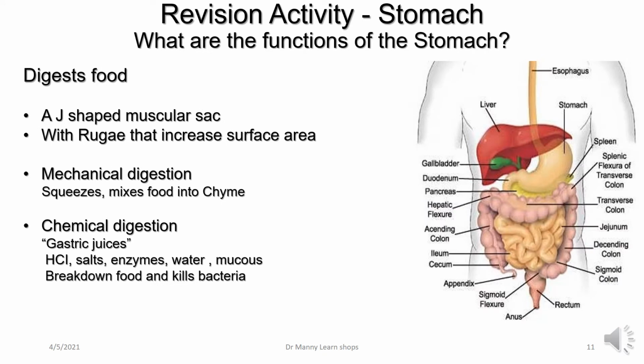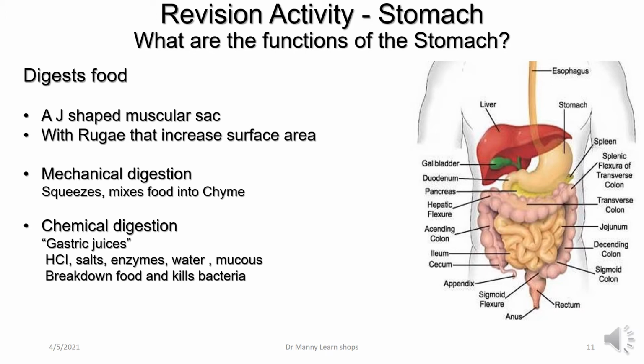What then is the function of the stomach? The stomach digests food. It's a J-shaped muscular sac with rugae or folds in it that increase the surface area. Mechanical digestion occurs here. The stomach actually moves considerably. It squeezes, it squashes, it pushes, it mixes food into what is called chyme. Broken down food and gastric juices.